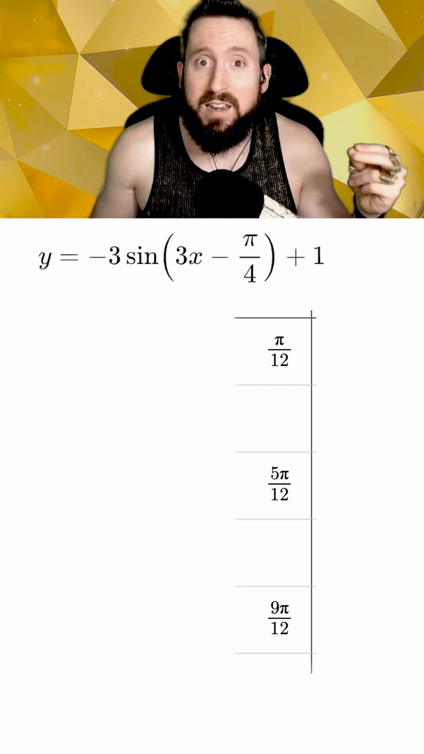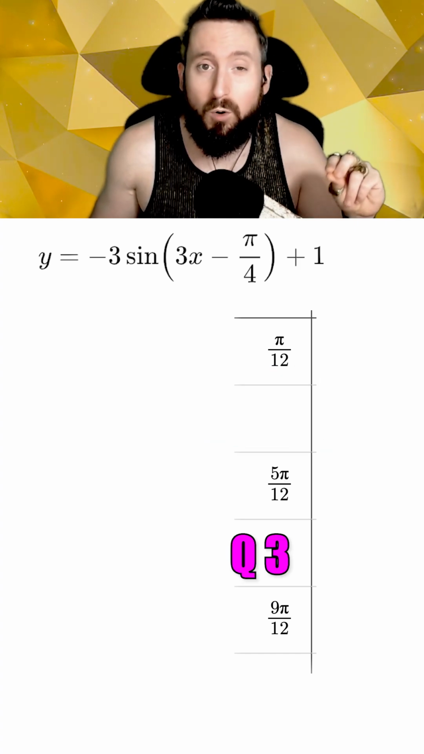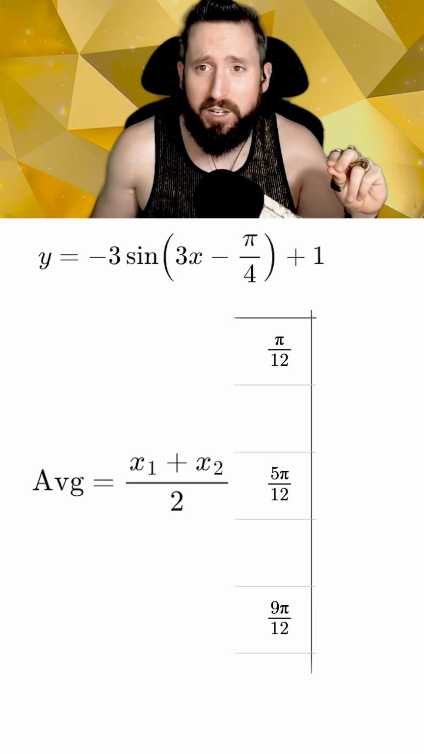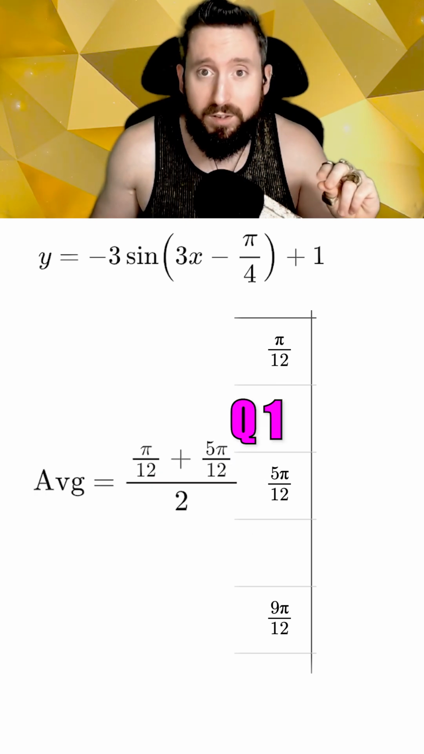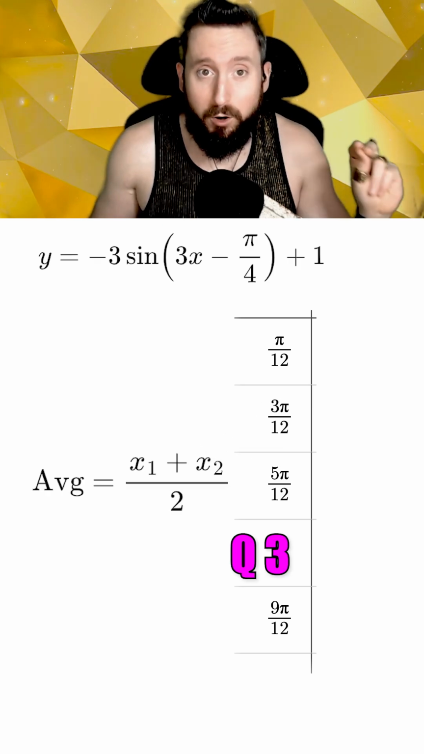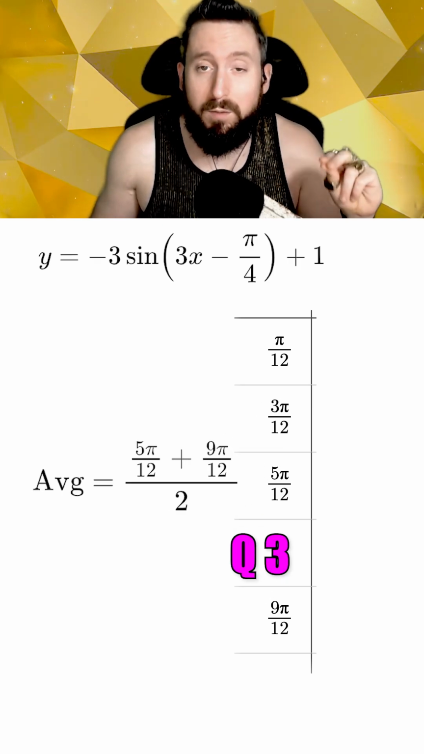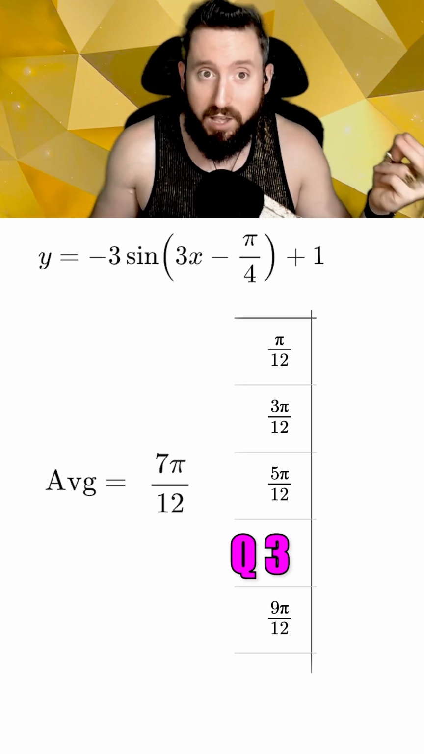Once we have our midpoint, now we find our quarter points, which are halfway between the midpoint and either the starting point or the ending point. Let's use our averaging trick again. For the first quarter point, we get 1 pi over 12 plus 5 pi over 12 equals 6 pi over 12, divided by 2 for 3 pi over 12. And for the third quarter point, we get 5 pi over 12 plus 9 pi over 12 equals 14 pi over 12, divided by 2 for 7 pi over 12.